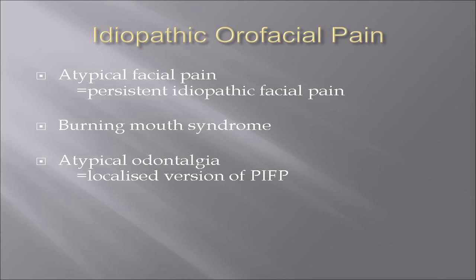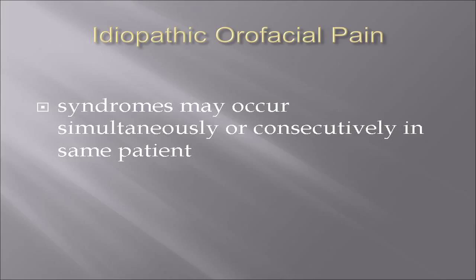And then there is atypical odontalgia, which is a localized version around one or two teeth or around sites where teeth have been extracted. Patients have persistent pain, and it's probably a localized version of persistent, more widespread idiopathic facial pain. And in common with a number of chronic pain conditions around the body, these syndromes may occur simultaneously or consecutively in a lot of patients. And some of these patients have back pain, neck pain, whole body pain, medically unexplained symptoms, and so on. So these patients will fit into other pain categories as well quite often.